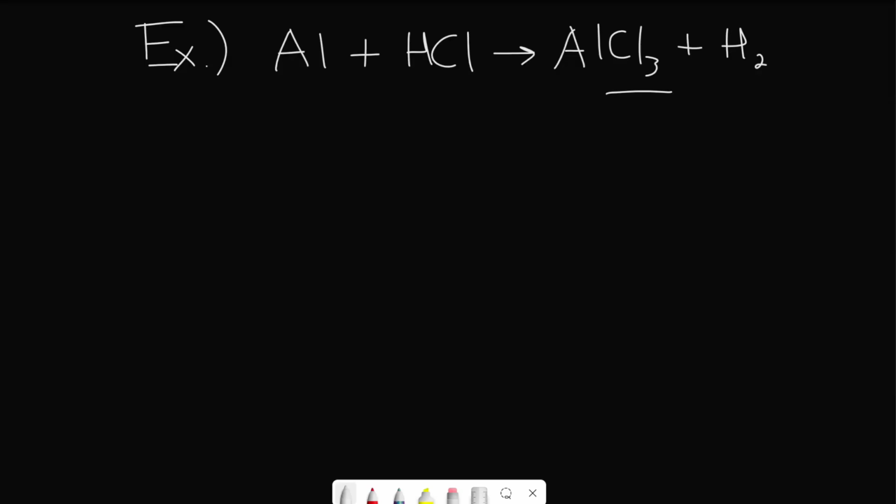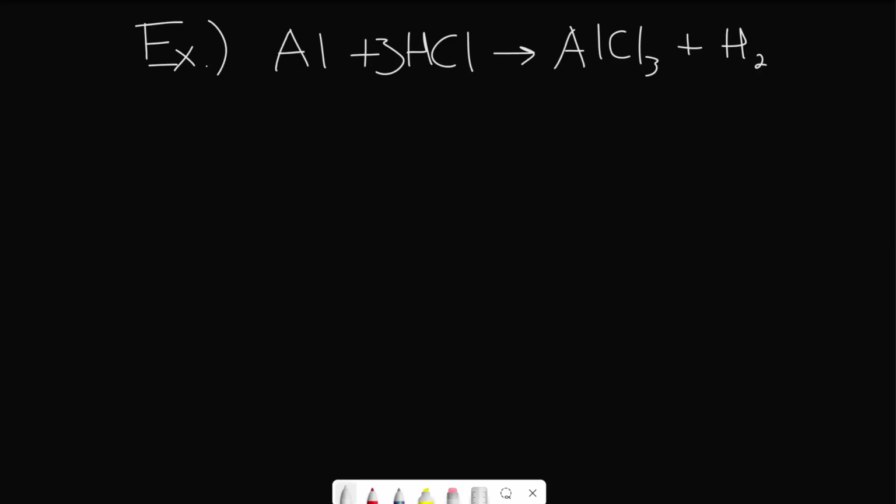If we're to focus on the chlorides, then we would have to throw a 3 in front of HCl to balance the chlorines on both sides. However, now the hydrogens are unbalanced because there's a 3 in front of HCl and a 2 in the subscript of H2. So the question is, what do we do? And maybe you got stuck here.